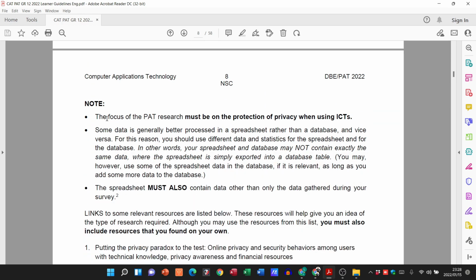Here they go with the focus. The focus of the PAT research must be on the protection of privacy when using ICTs. This is important because you have to have a focus question. So your focus question is going to be based on the protection of privacy. So things like, how can people's privacy be protected when they are using ICTs? Okay.